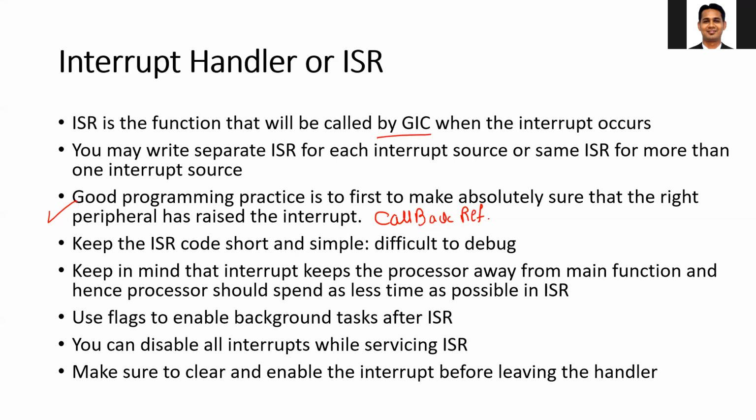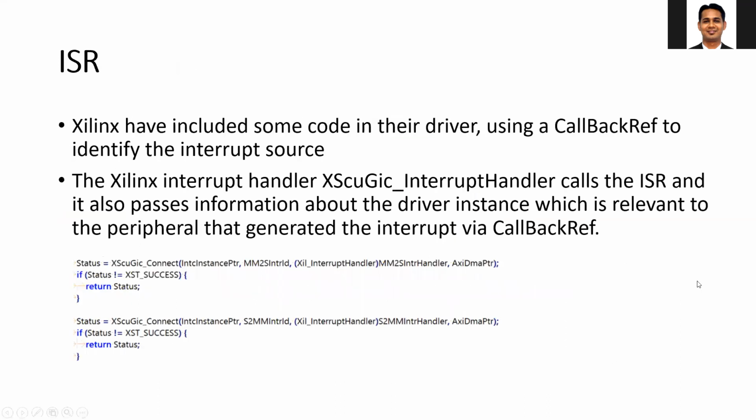In case of the Zynq SoC, Xilinx have included some code in their driver using the callback reference to identify the interrupt source. The Xilinx interrupt handler XScuGic_InterruptHandler calls the ISR, and it also passes the information about the driver instance which is relevant to the peripheral that generated the interrupt via the callback reference. So by using this callback reference facility, you will know the source of the interrupt inside the ISR.